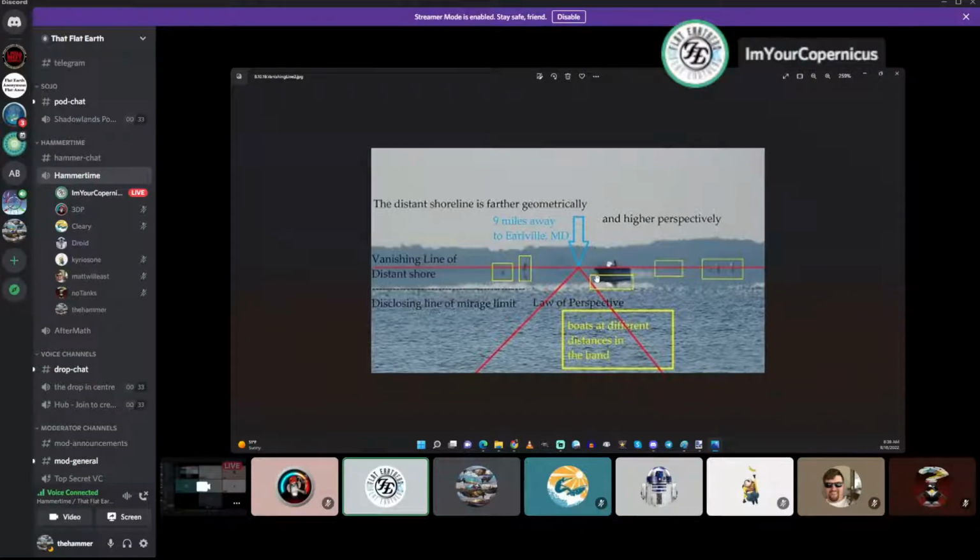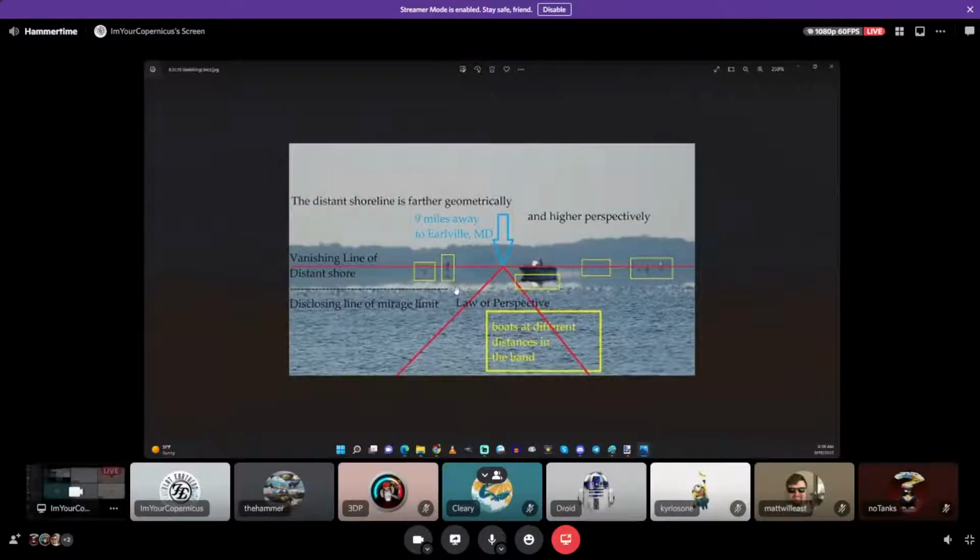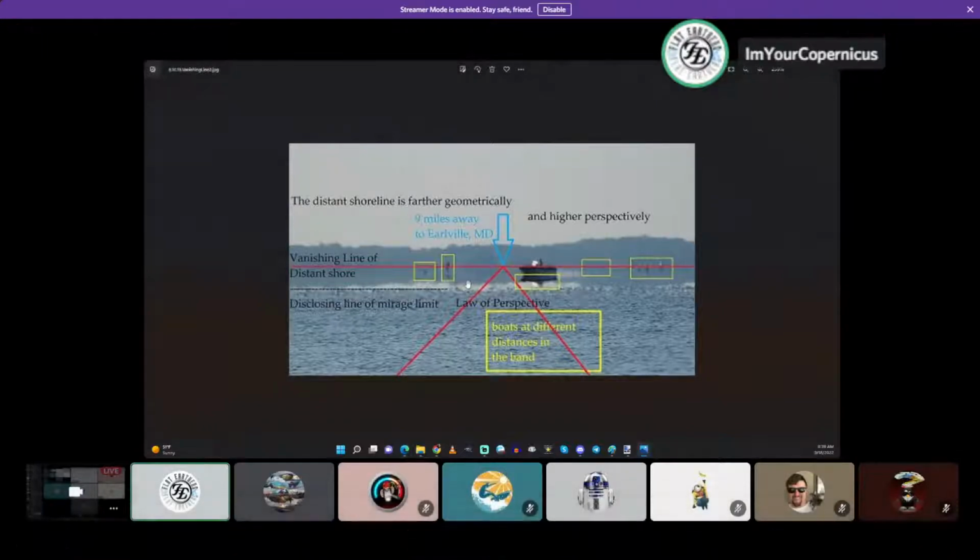So we have an inferior mirage here with this boat. Okay. And we have a limit to the water. So if we start at the bottom of the photo and move up, we go water, water, water, what? Here's where the water stops. The mirage starts here and has different depths to it depending on the targets that are in the mirage. Okay.